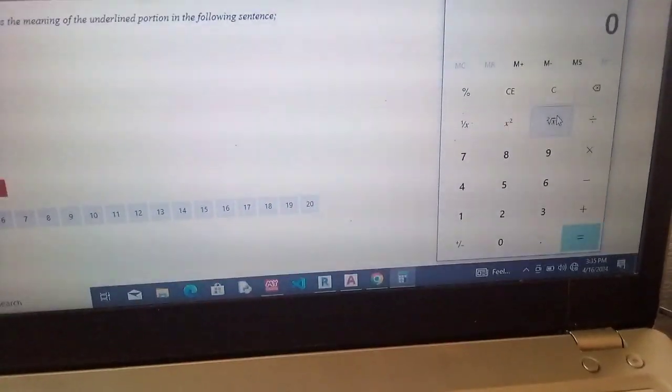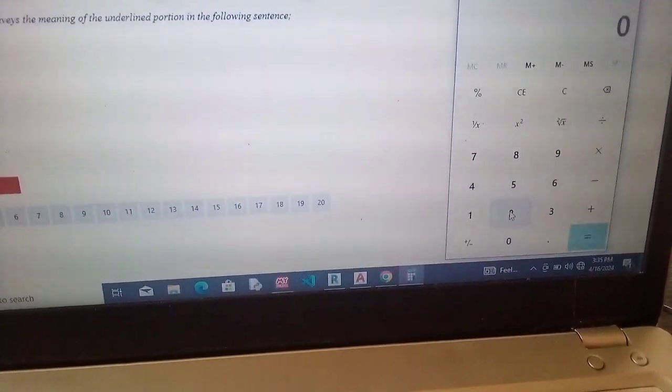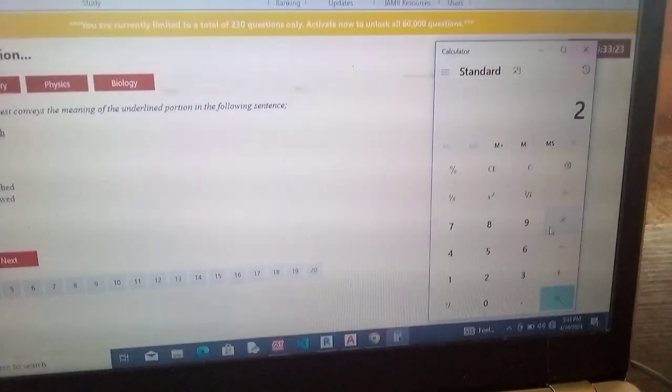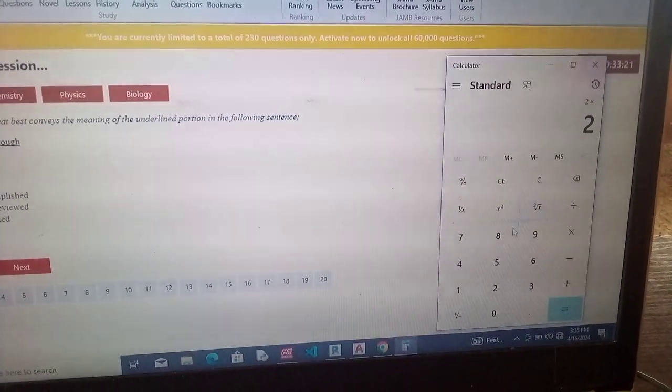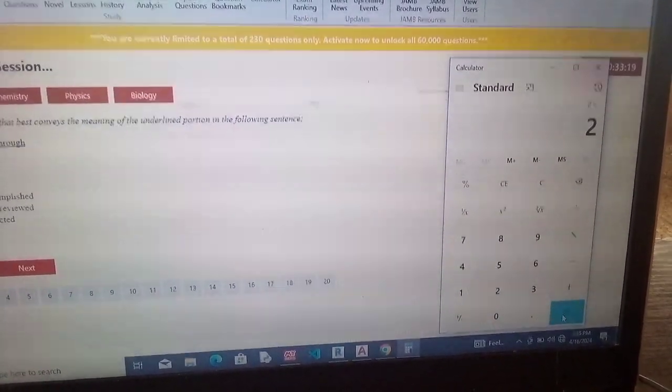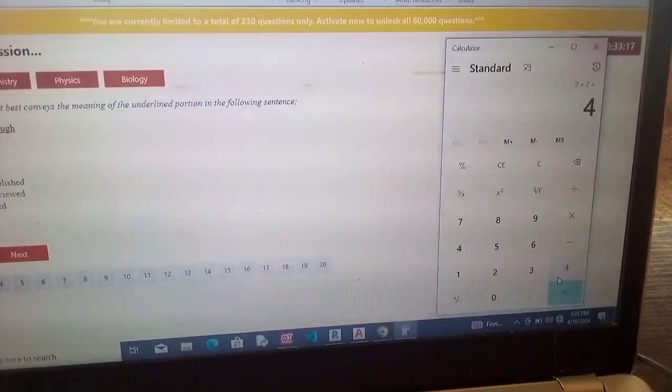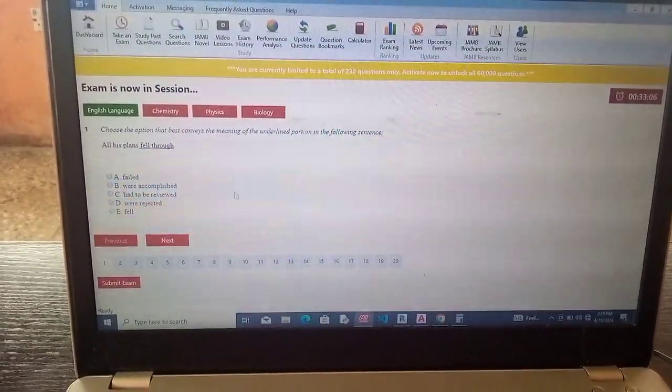I've taught you in the previous video how to do it. For example, I can do 2 times 2, that will be equal to 4. You can see it shows here. So you see that I can be doing my exam question and also using my calculator. For example, I click the exam question here.